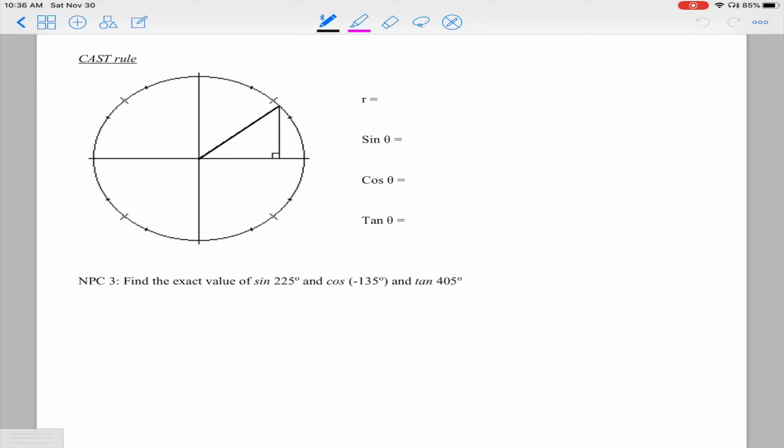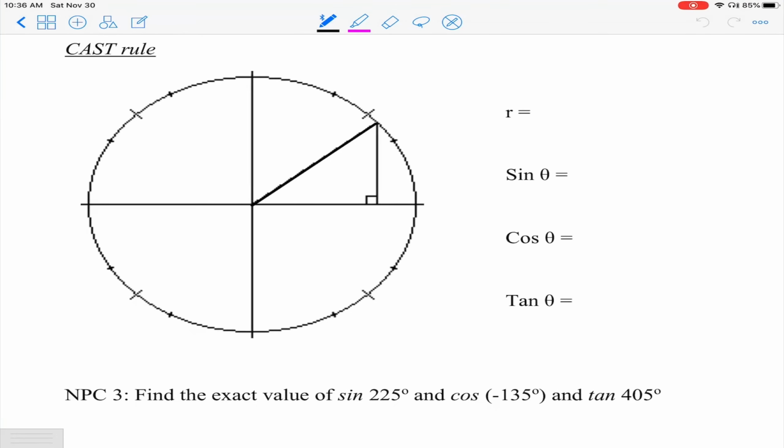One is then called the CAST rule, and it's actually quite easy. So here what we have is the same circle, same triangle. The only difference is we're going to actually start implementing the actual coordinates, because it is the x and then y axes. So the point here is x comma y, and we're going to call this the radius.